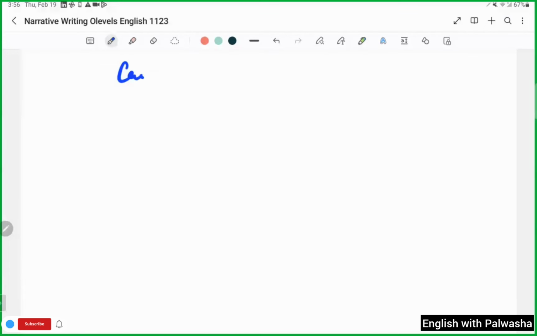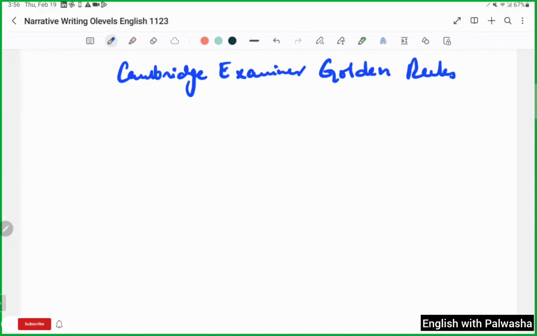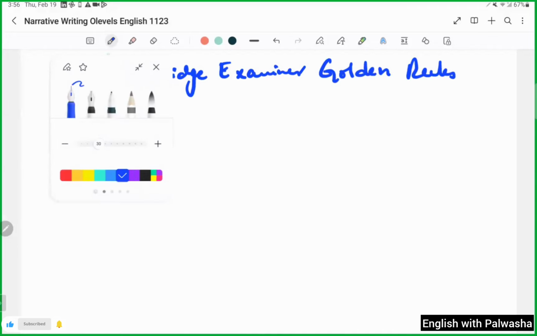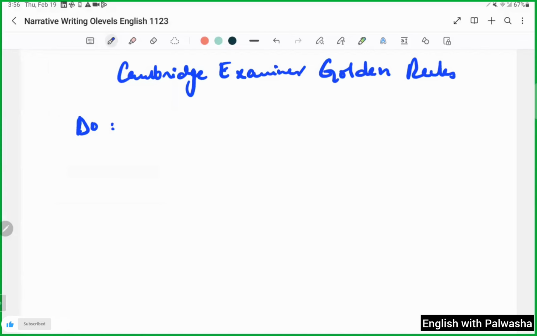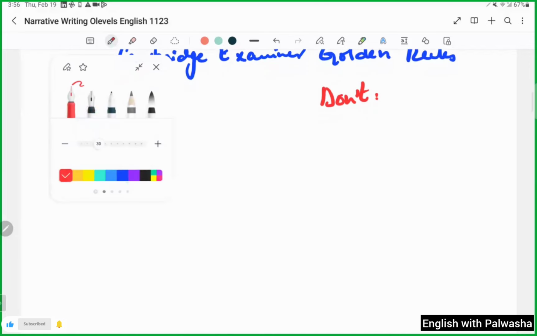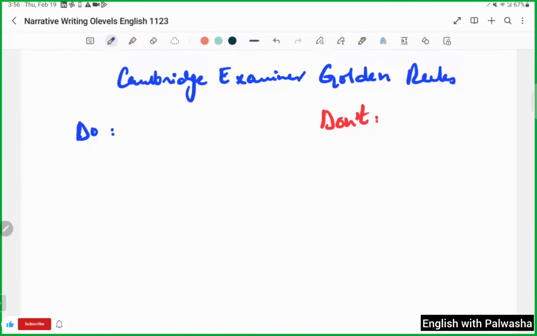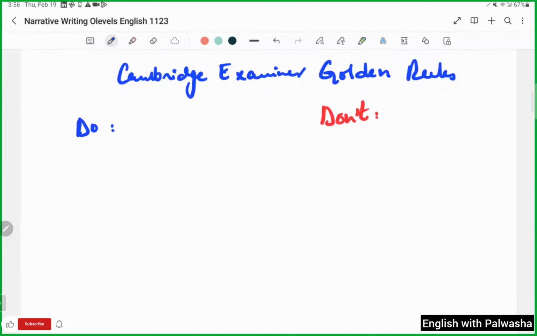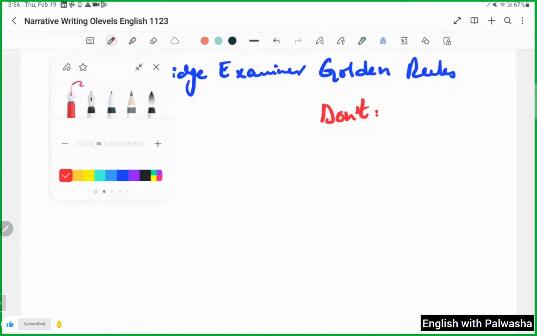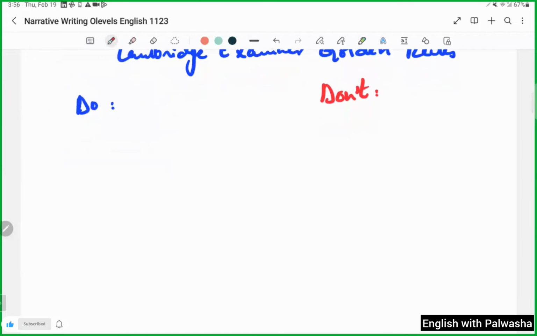Now let's discuss the Cambridge Examiner golden rules. These are some golden rules which are going to help you, and I'm going to do the do's and don'ts. These are the do's, and then I will be writing the don'ts, which you have to take the picture of, and you have to strictly follow it. Okay. Now, do you want to discuss the don'ts or the do's first? Tell me your choice. The don'ts. Okay, let's discuss the don'ts first.